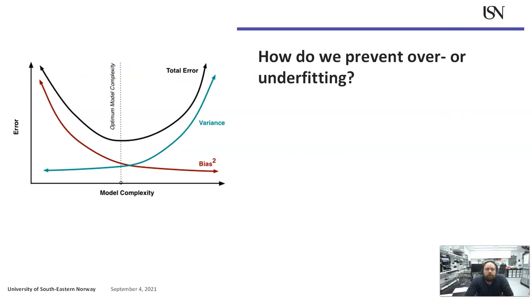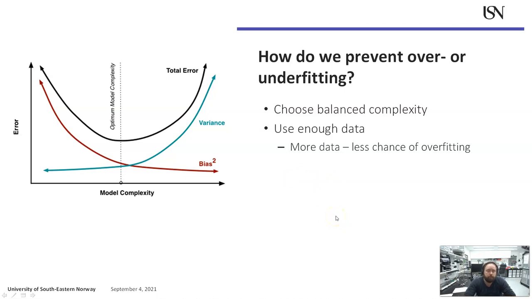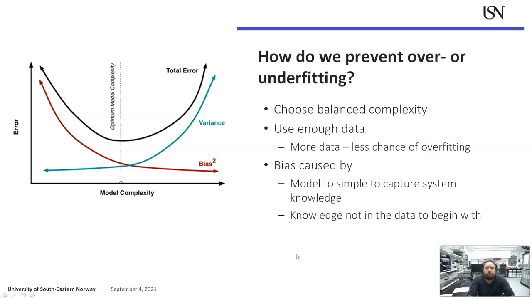So how can we then prevent this over and underfitting? Well, the trick is to choose and balance complexity. One very common recommendation to avoid overfitting is to simply have enough data, because the more data you have, the less chance there is that you end up learning random fluctuations of the noise. And to avoid underfitting, the trick is to avoid the bias by having a model which is sufficiently complex to capture the system, and to make sure that the data that you are using actually has the knowledge that you are interested in, so that there is knowledge there for the model to latch onto during training and thereby learn the necessary system behavior.